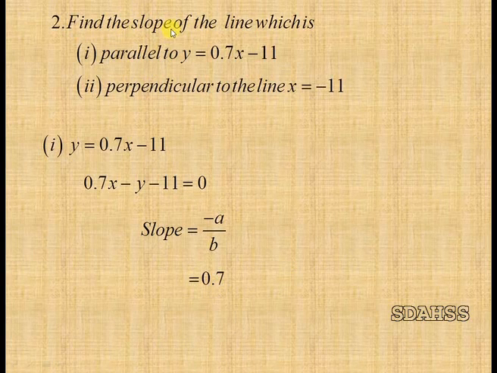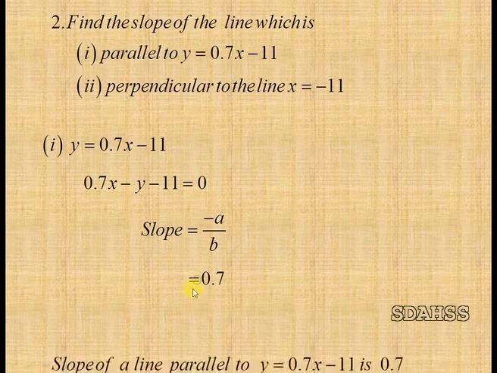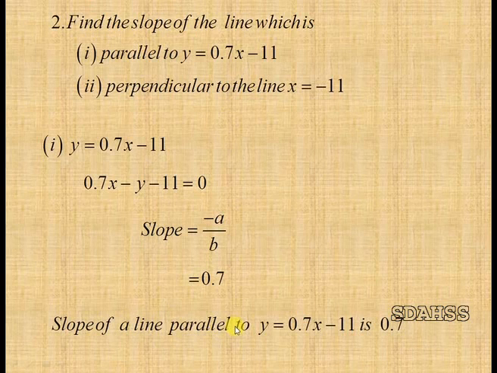Here we want to find the slope of the line which is parallel to y is equal to 0.7x minus 11. So the slope of a line parallel to y is equal to 0.7x minus 11 is 0.7. Parallel means m1 is equal to m2. So 0.7.